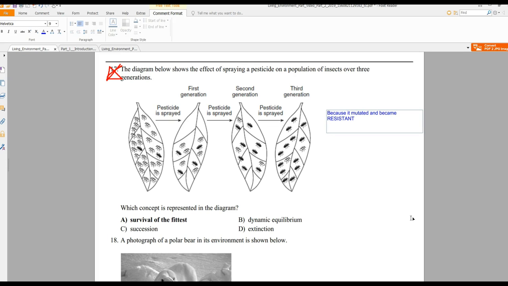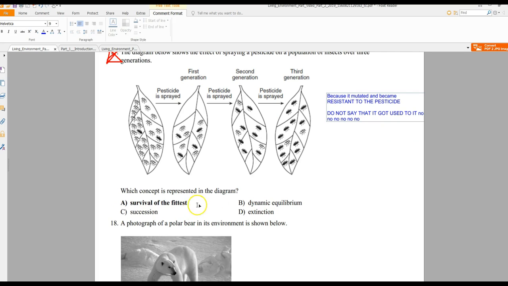I'm going to emphasize this so much. Do not say that it got used to it. No, no, no. Don't say that. Talk in biological terms, because it mutated and it became resistant to, oh, we're not done, to the pesticide. Done. Moving on. Okay, so now the real question.